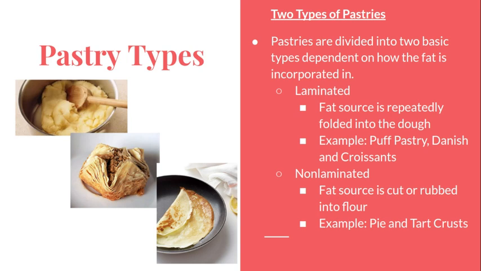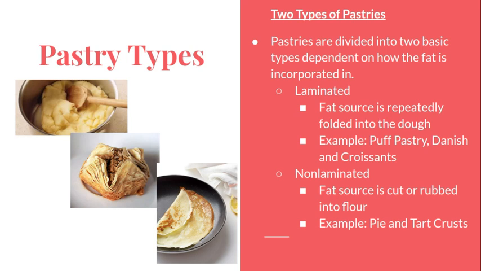So, there's two types of pastries that they are divided into, and that is dependent on how the fat is incorporated in. So, those two types are laminated and non laminated. Laminated is when you have your fat source and it's repeatedly folded into the dough. And so, some examples of that are puff pastry, danishes, and croissants, and we'll be looking into those later.